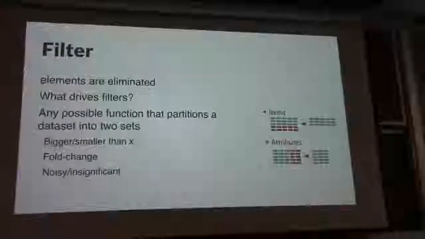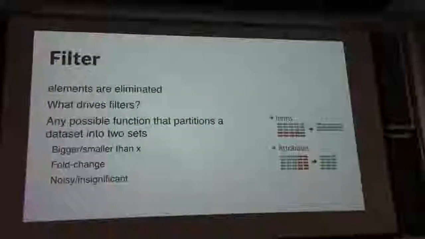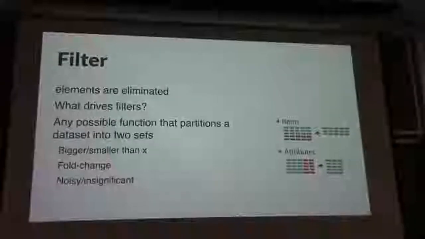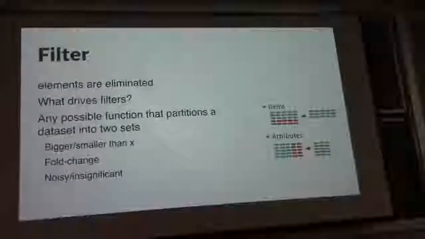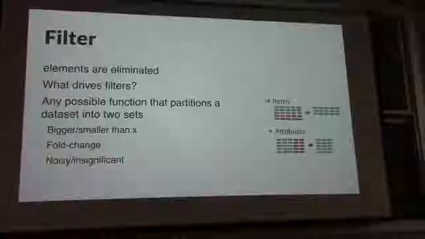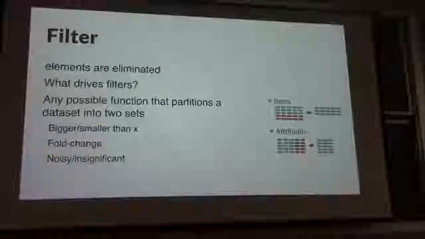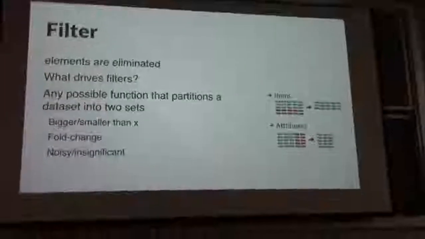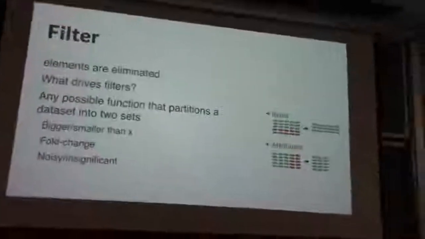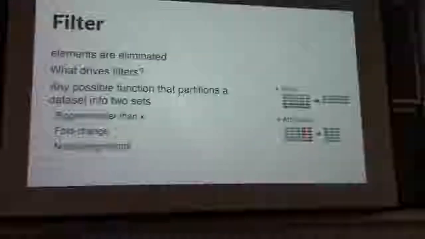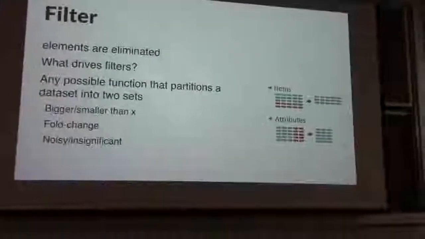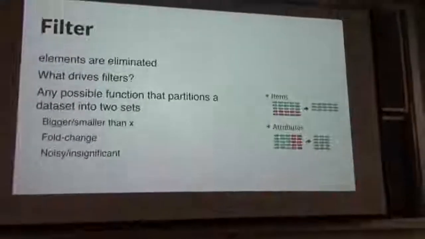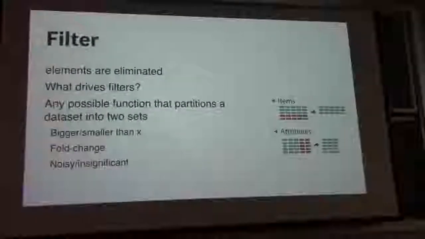When we filter data, we eliminate some of the values. So what drives those filters? The answer to that is any possible function that partitions a data set into two sets. It could be something as simple as bigger or smaller than x in a dimension, or a twofold change between two dimensions, or it could be some complicated function that you apply across multiple dimensions. It can be essentially anything that you define as a filter.